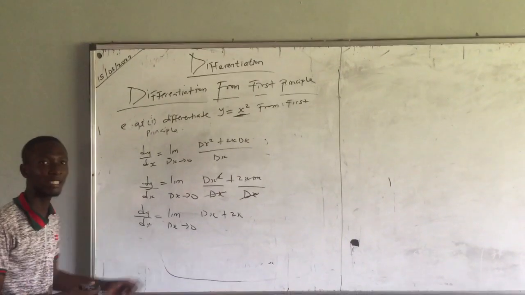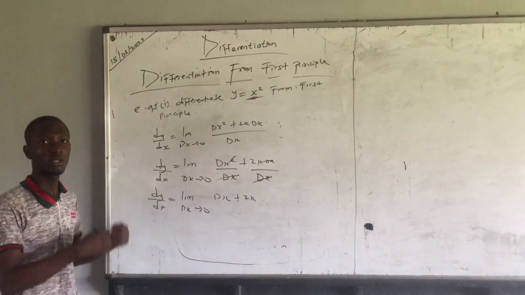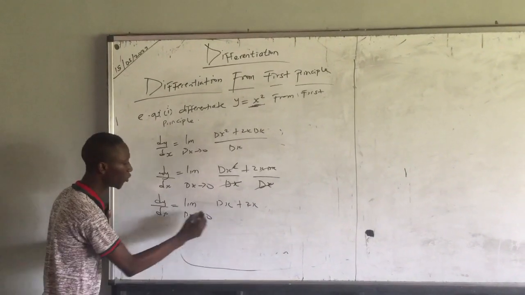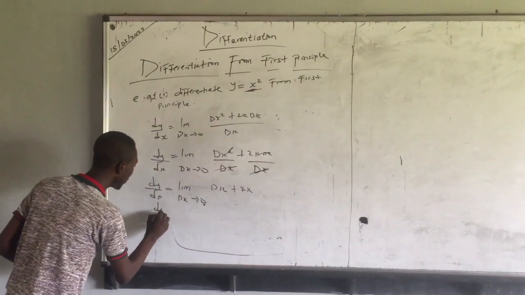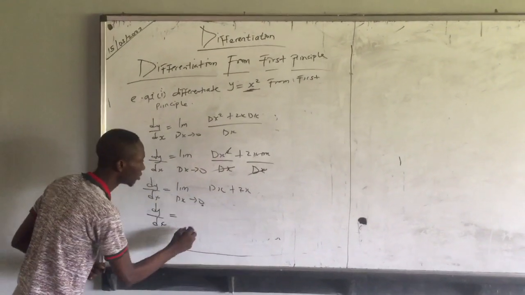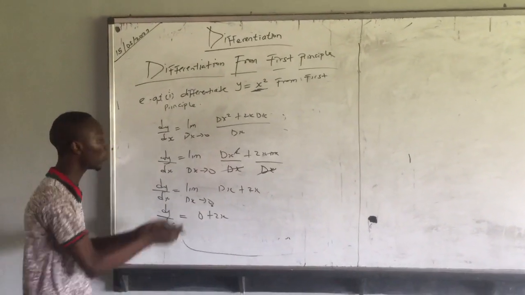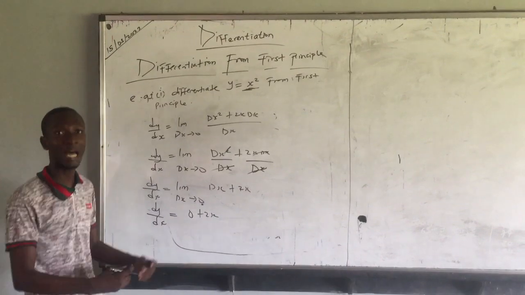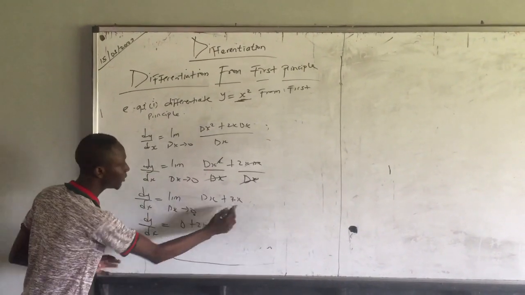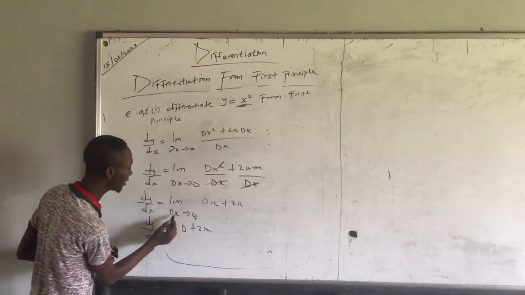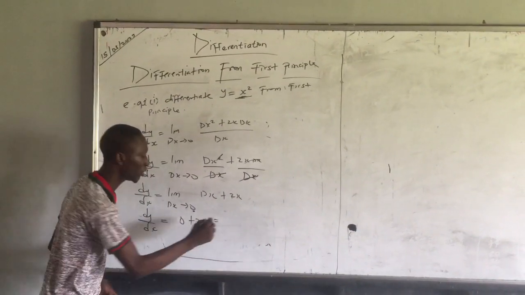So what dx tends to 0 means is that as x changes, dx comes to 0. Therefore, anywhere we see dx now will be 0. So it becomes dy/dx equals 0 plus 2x. So that's how to apply dx tends to 0. Once you have solved to a place that you cannot solve further, you represent dx as 0. So it becomes 0 plus 2x, and 0 plus 2x is still 2x.